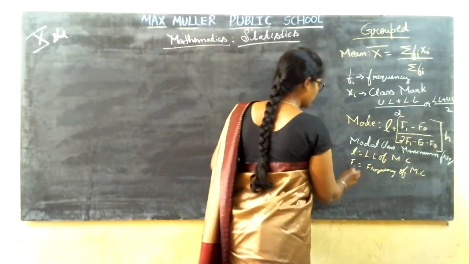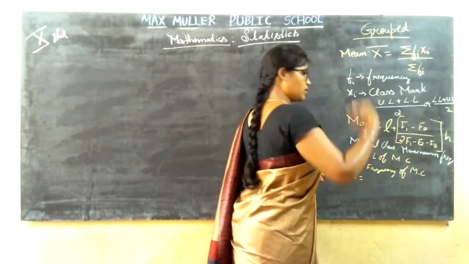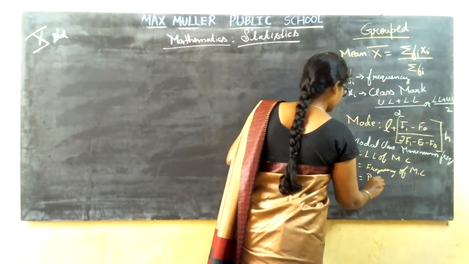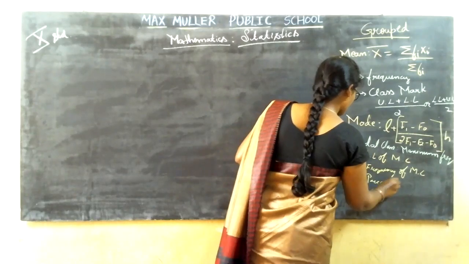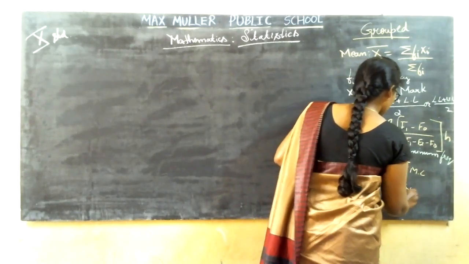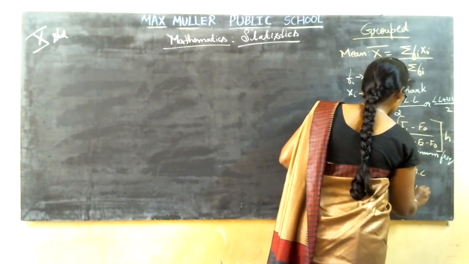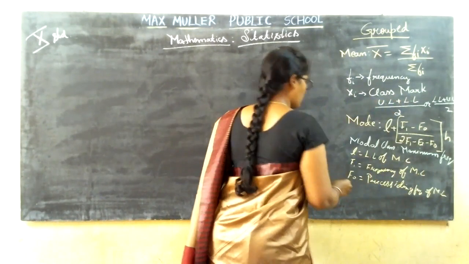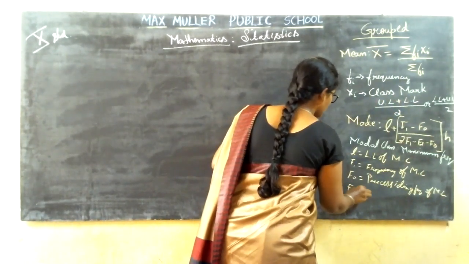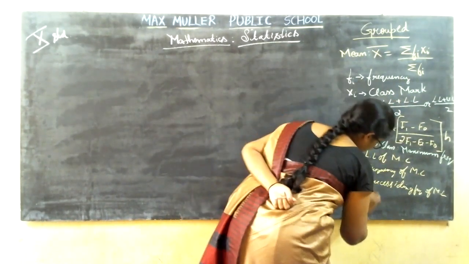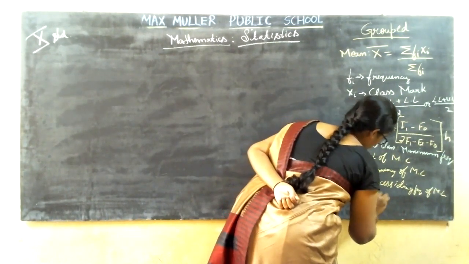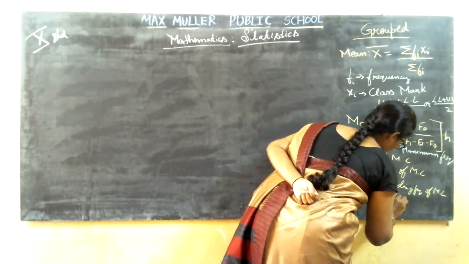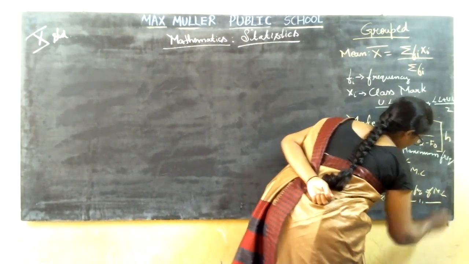Then what is that F0? F0 is the preceding frequency of the modal class, correct? Then what is this F2? It is the succeeding frequency of the modal class.